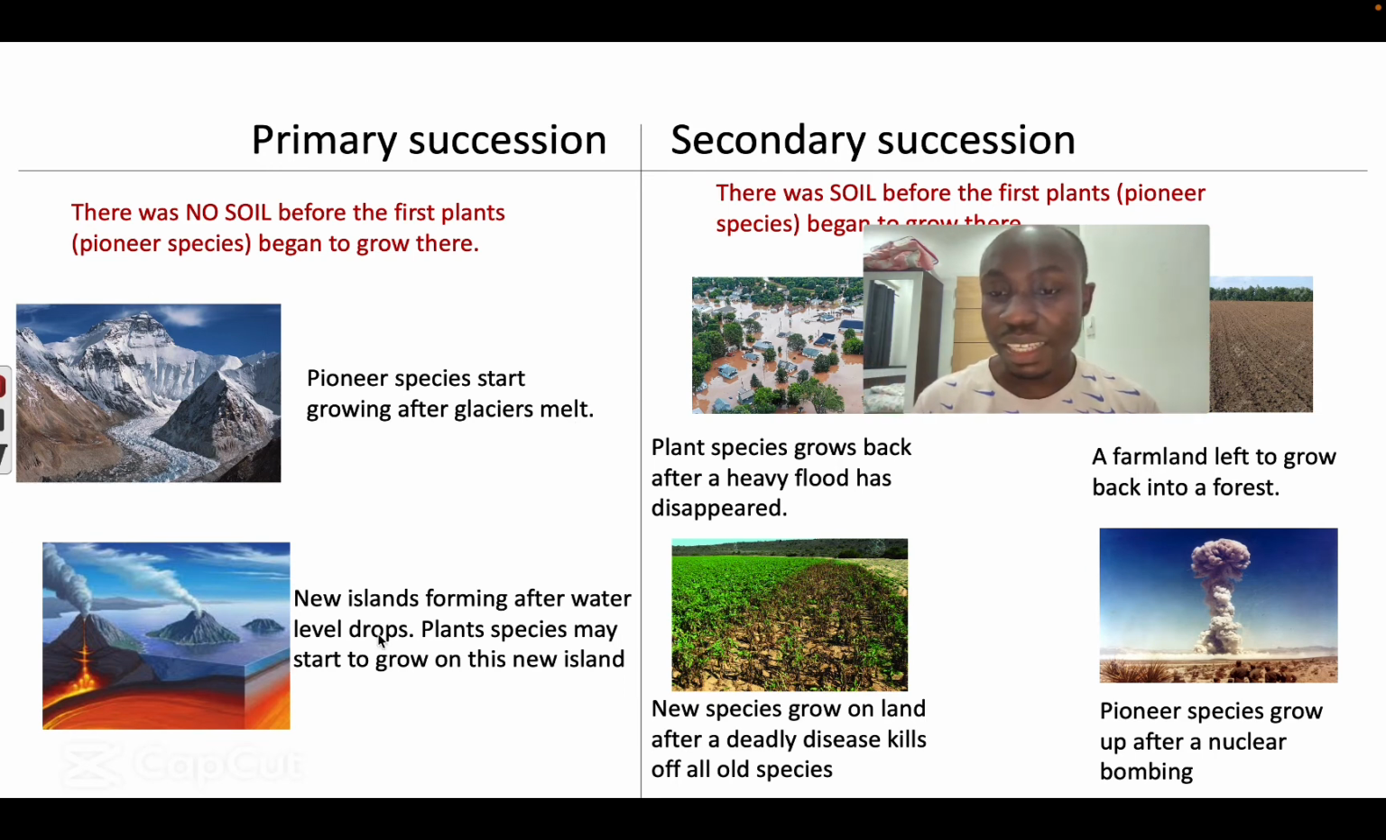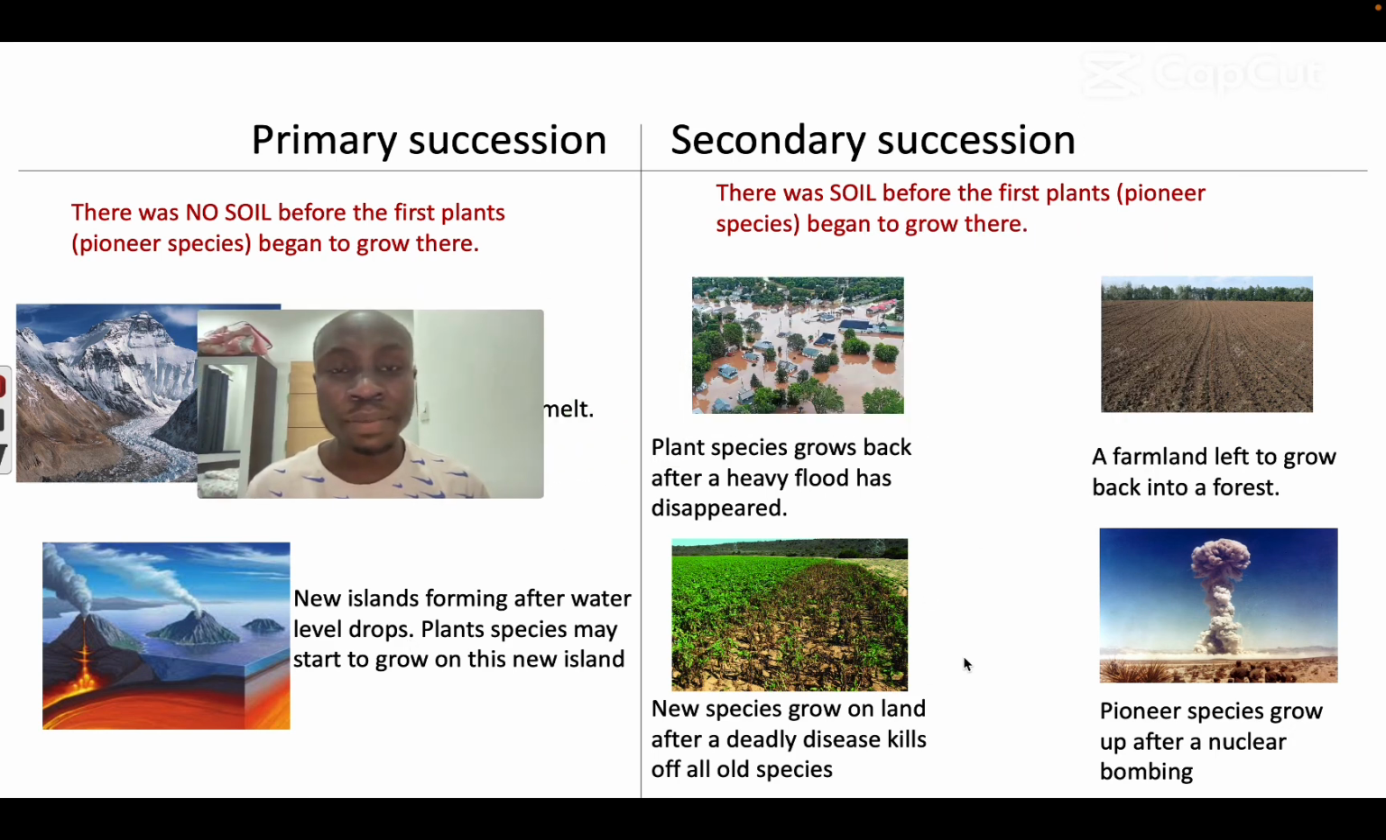Next, new islands forming after water level drops. This is also primary because there wasn't any soil before the plants started growing. There was just water, and after the water dropped, the land came up and the new plants or the pioneer species started to grow.